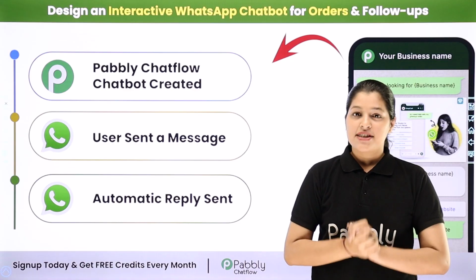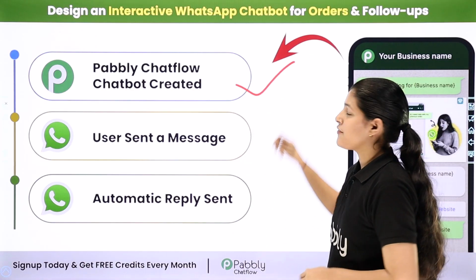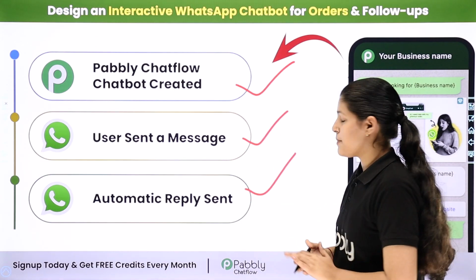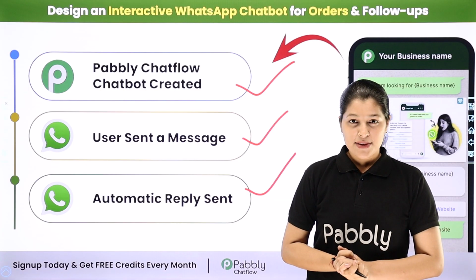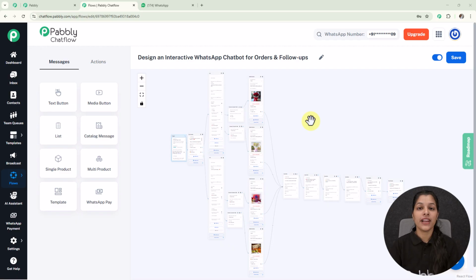So in this video, firstly, we are going to create a WhatsApp chatbot using Pabbly Chatflow. Now if a user sends a message, an automatic reply will be sent to them. So if you also want to create this WhatsApp chatbot for your own business too, then let me take you towards my screen. Welcome to my screen, and now I'm going to show you how you can design an interactive WhatsApp chatbot for orders and follow-ups.